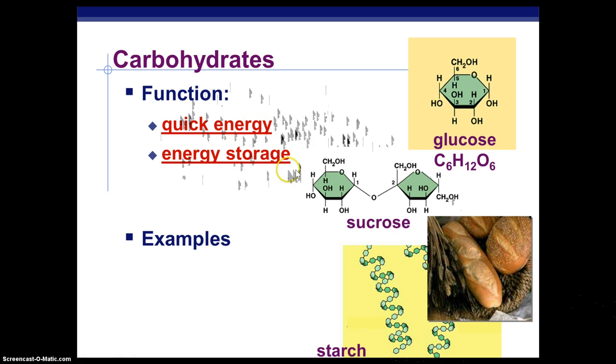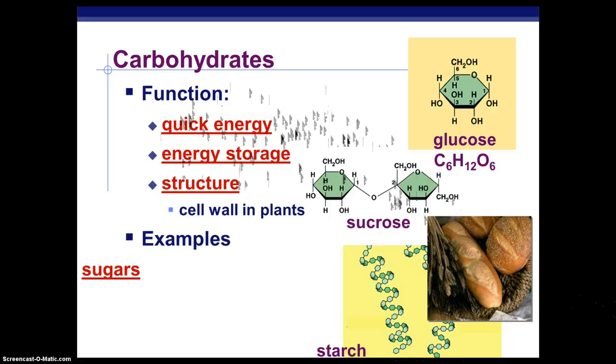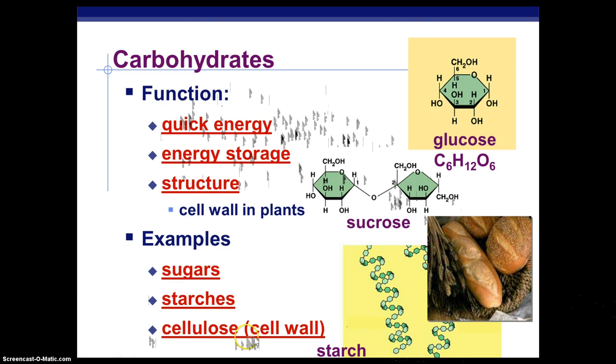Here are some more functions. The main function of carbohydrates is to get quick energy. But you can also store some of the energy in these bonds of the molecules. It also provides structure in cell walls in plants. It's this special stuff called cellulose that's found in the cell wall. It makes plants and their stems very rigid so that they don't fall over and they can stay standing up.